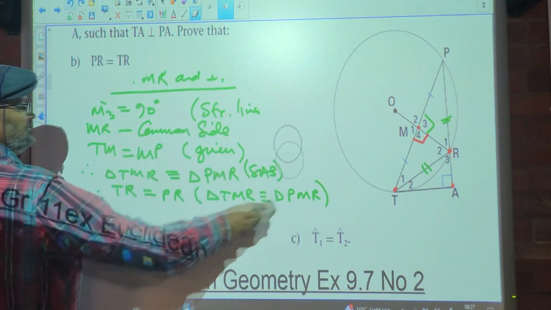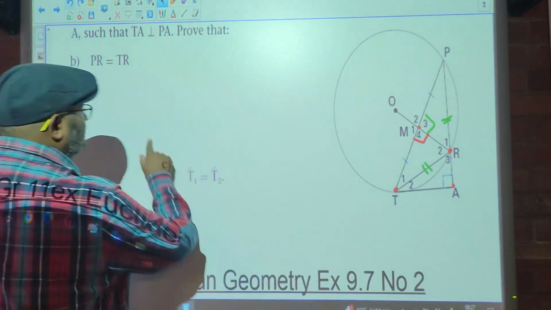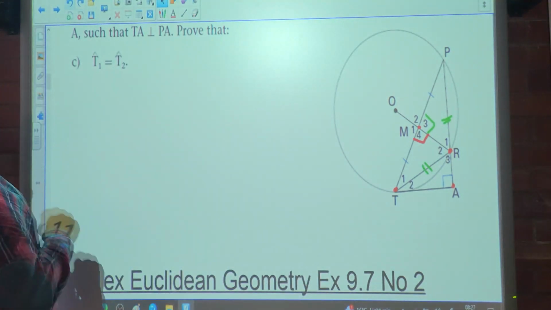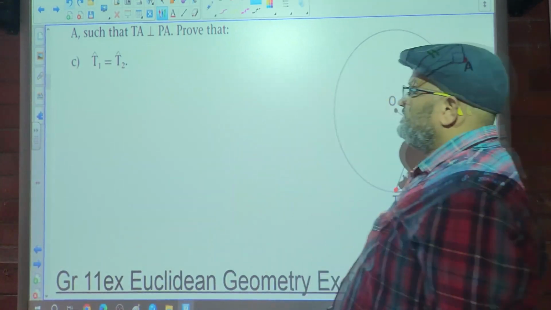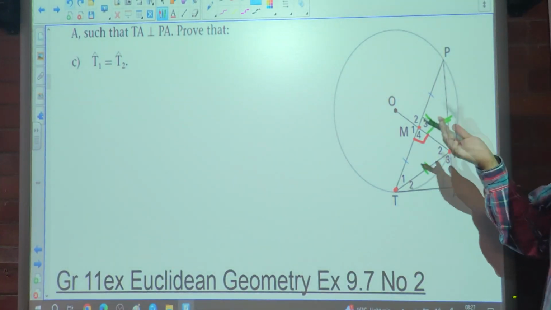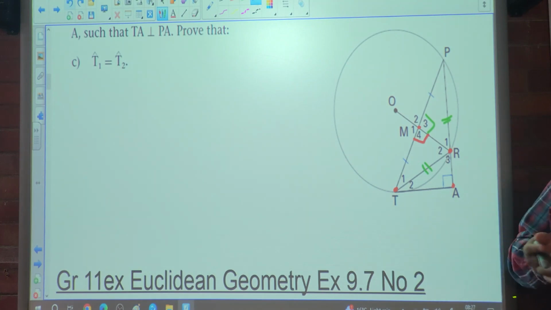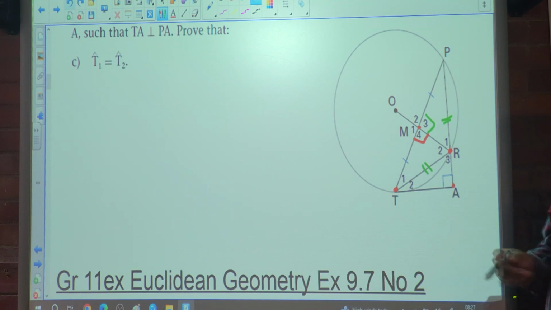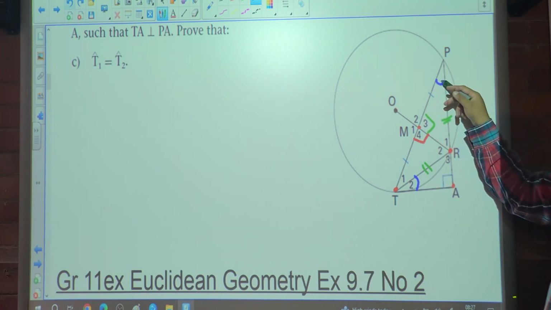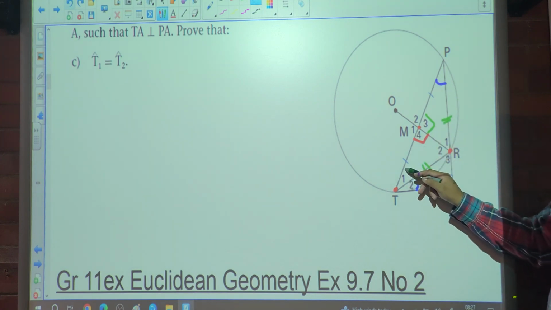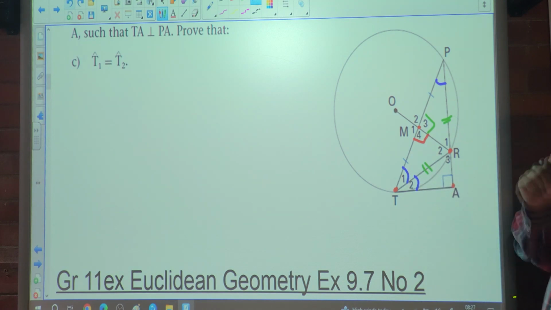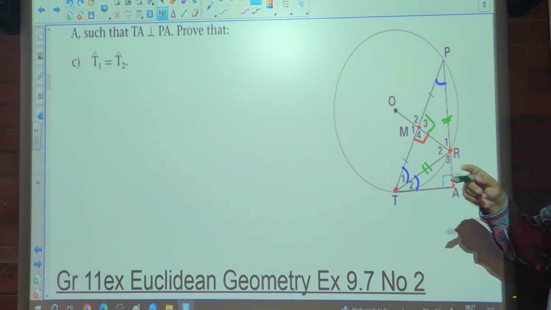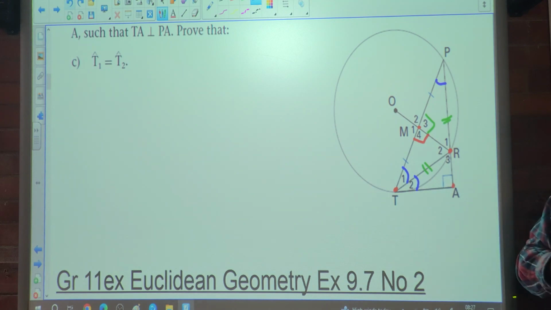Take this off again. And then the space. C says prove that T1 is equal to T2. So what I do is I let T1 equal to X or T2 whatever. But this one is fairly simple, so I didn't even have to do it, okay? So we know that T2 is equal to P. Why? Tan chord theorem. And then angle P is equal to T1. Why? Angles opposite equal sides. And therefore T1 is equal to T2.